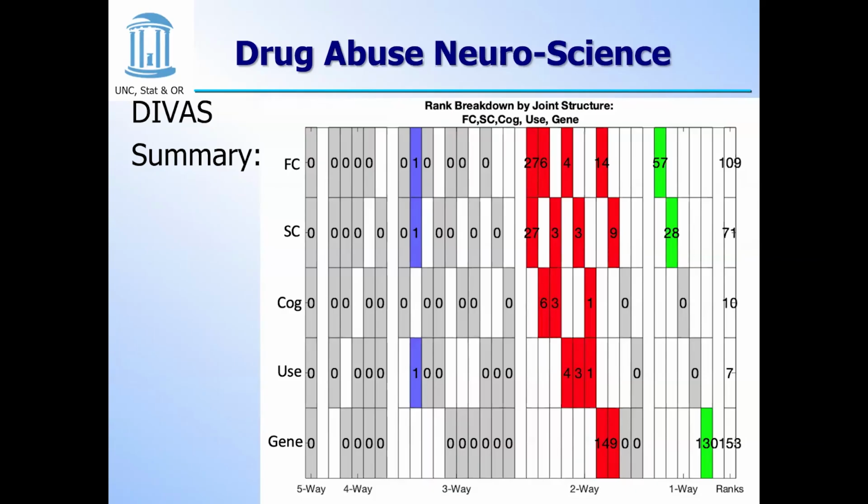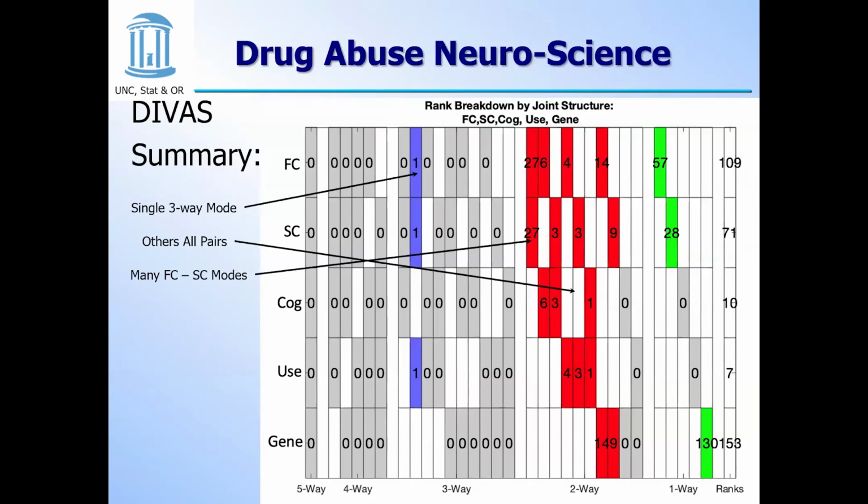We did get a single 3-way mode of variation here. So we did find one 3-way, so that was okay. All the other modes of variation are pairs. You can see all the different possible pairs here.